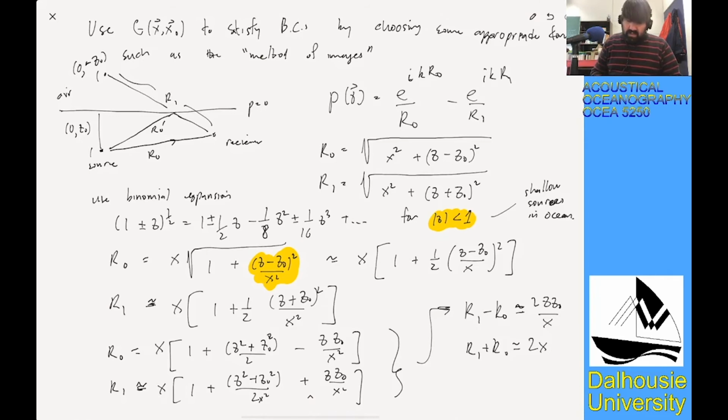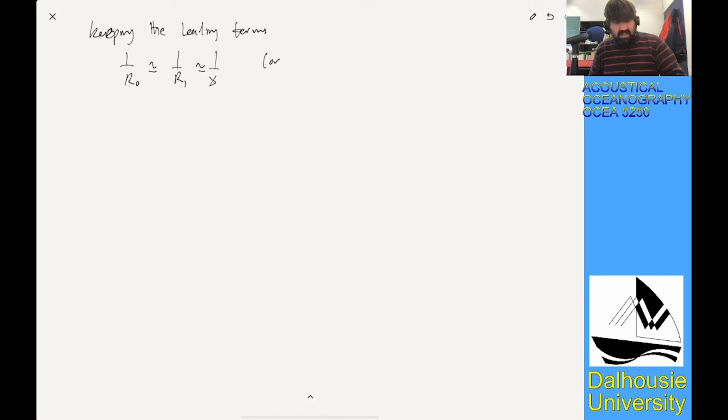Now, new page. Let's keep only the leading terms. So we're going to say 1 over R0 is about equal to 1 over R. It's about equal to 1 over x. And that's, in other words, saying z0 is much, much less than x, right? Which we said at the beginning.